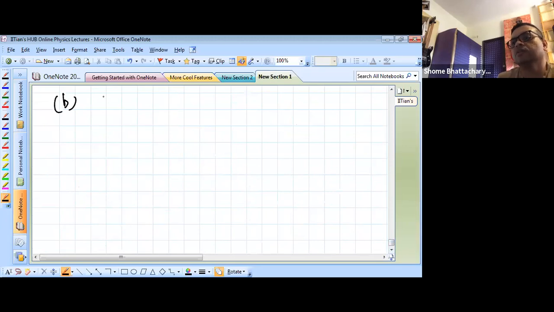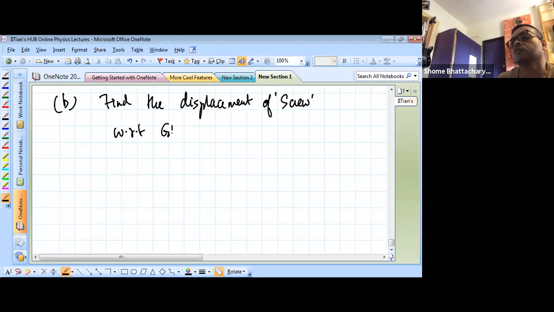Okay. So the second part of the question, I'll just repeat the question. Second part was: find the displacement of the screw relative with respect to ground in this time. Okay, that is 0 to capital T, which we have actually worked out now to be root 2 seconds.